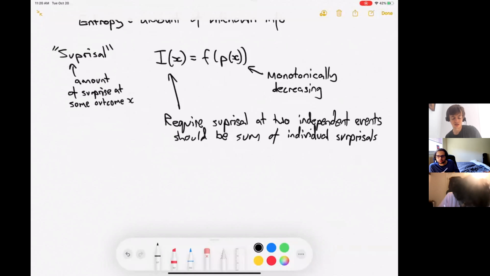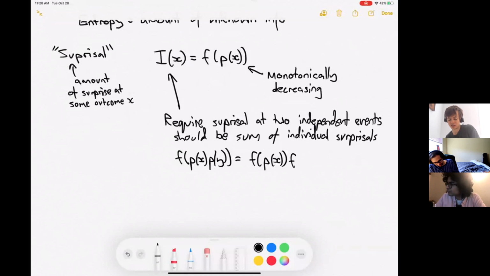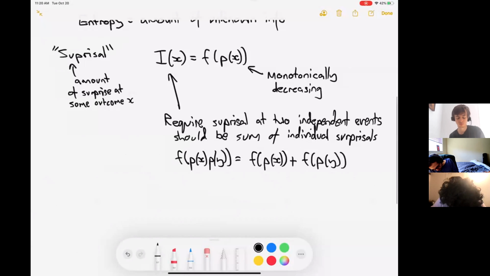And formally, this just means that our function f that determines the surprisal from the probability needs to satisfy: f of probability of x times probability of y is equal to the surprisal at x plus the surprisal at y. Right. So my total surprise, sorry, that should be a plus, not a product. Let me try that again. Should be the surprisal at x plus the surprisal at y.